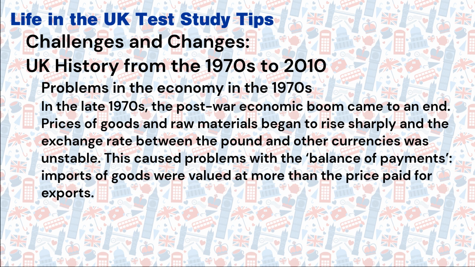Problems in the economy in the 1970s. In the late 1970s, the post-war economic boom came to an end. Prices of goods and raw materials began to rise sharply and the exchange rate between the pound and other currencies was unstable. This caused problems with the balance of payments. Imports of goods were valued at more than the price paid for exports.